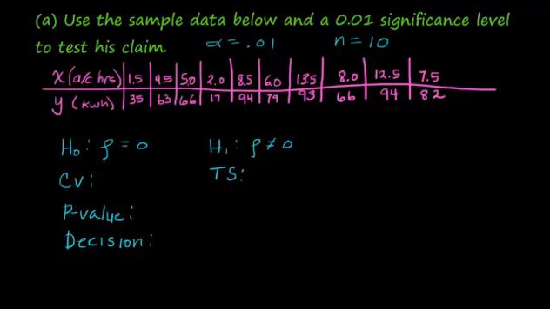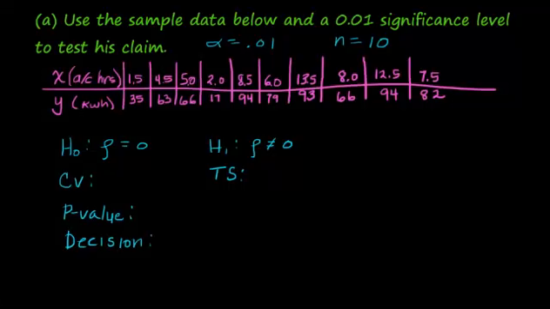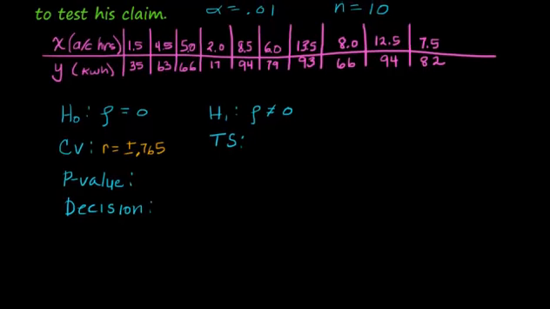So we'll find our critical value using the r table. We have a two-tailed test, an alpha of 0.01, and our n was 10. So 10 and 0.01, we get over here 0.765, and so it'll be plus or minus 0.765 for our two-tailed test. So r is equal to plus or minus 0.765. Okay, and let's start our diagram down here.